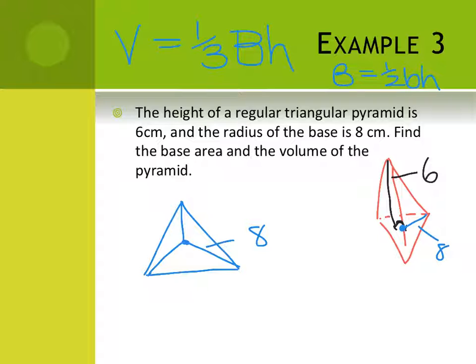How do you know what the central angle is? Because you take the number of sides and you divide that into 360. So I've got my 120 degrees.